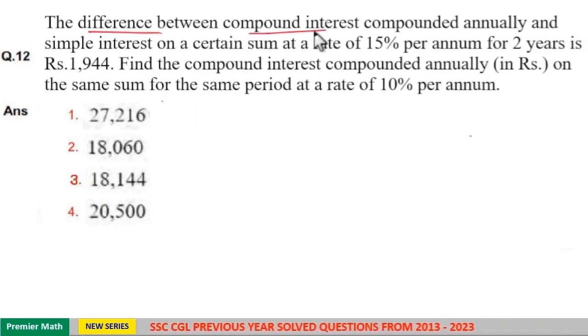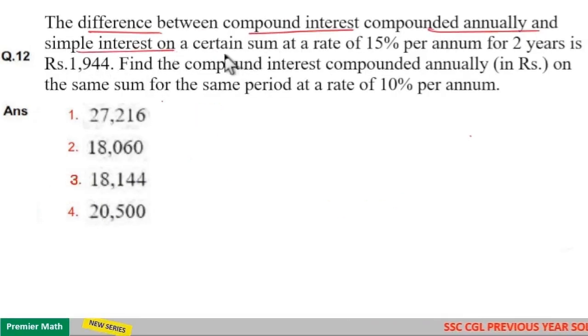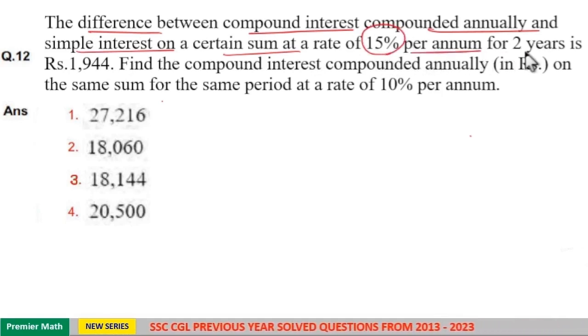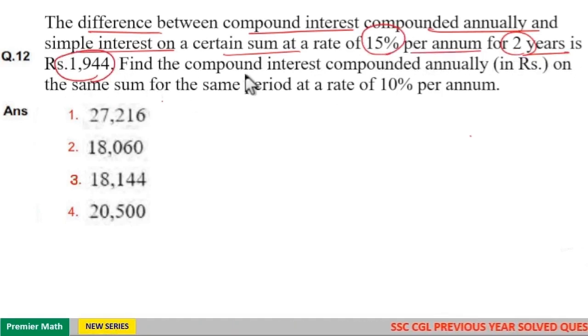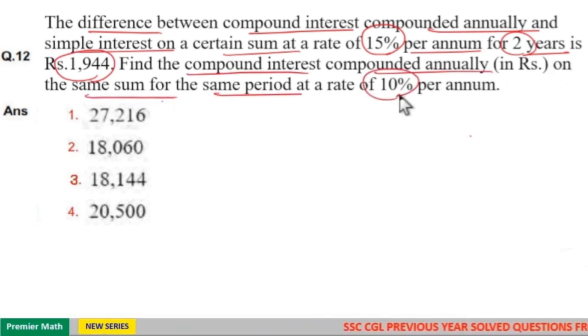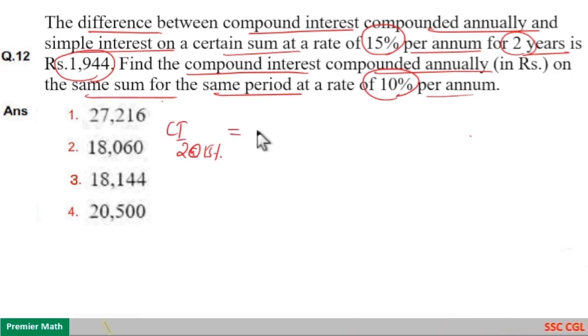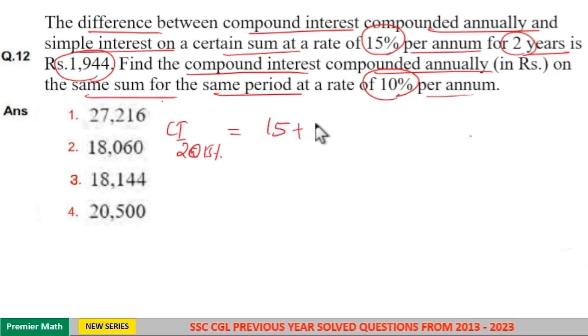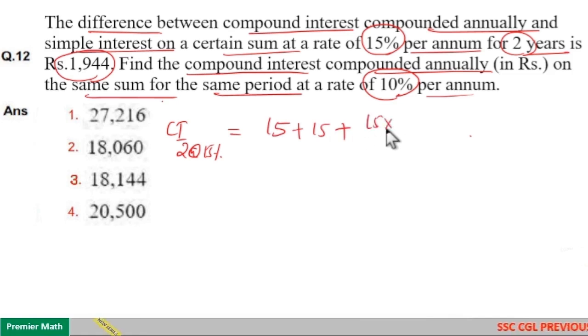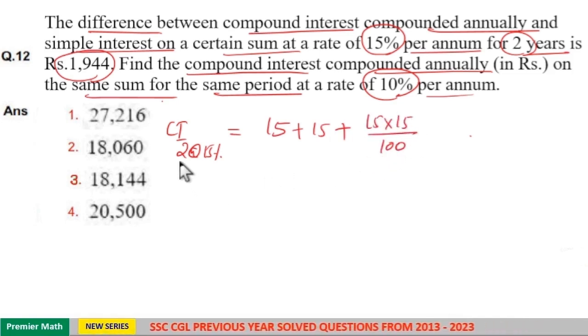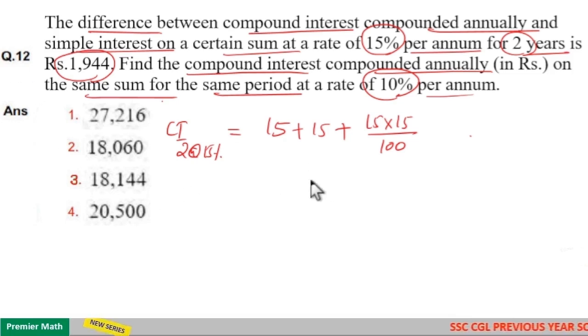The difference between compound interest compounded annually and simple interest on a certain sum at a rate of 15% per annum for 2 years is Rs 1944. Find the compound interest compounded annually on same sum for same period at rate of 10% per annum. Here, use the successive increment formula, that is, compound interest for 2 years at the rate of 15% per annum means A plus B plus AB by 100. Use it. That is 15 plus 15 plus 15 into 15 divided by 100 is the compound interest for 2 years at 15% per annum.